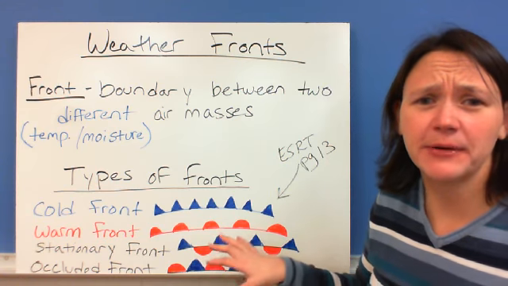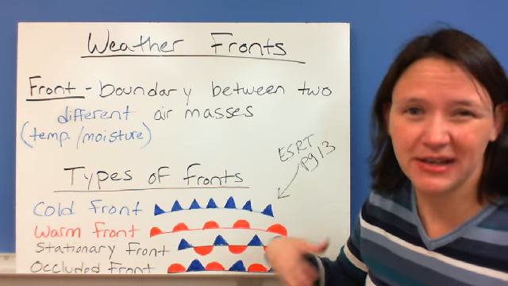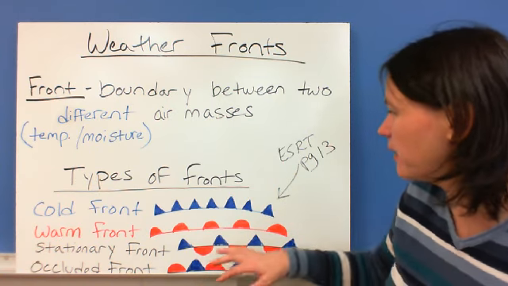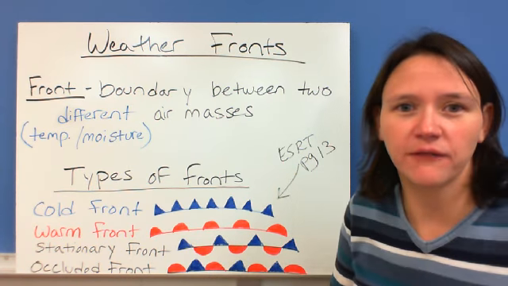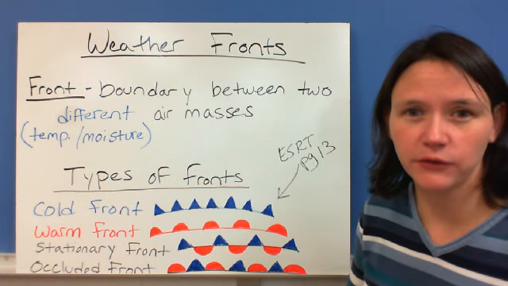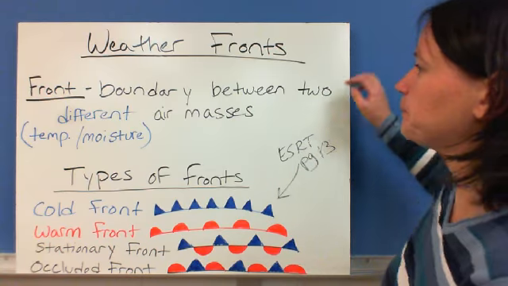You don't have to memorize what these different symbols mean. It's very helpful when you're looking at a map if you know right off the top of your head what they represent. But page 13 in your reference table does show the four fronts and their symbols, so you can refer to that if you need to.